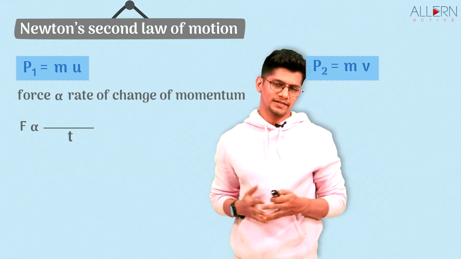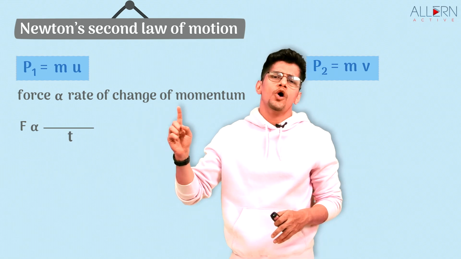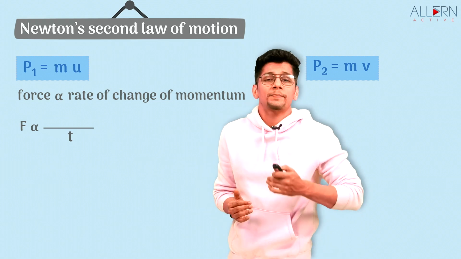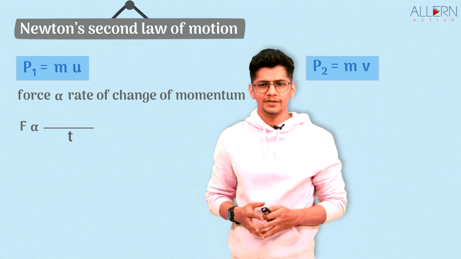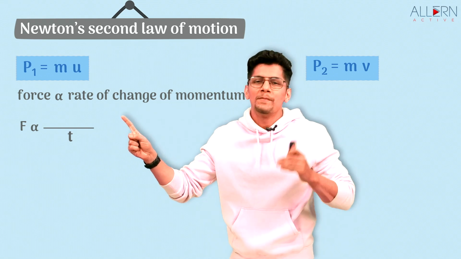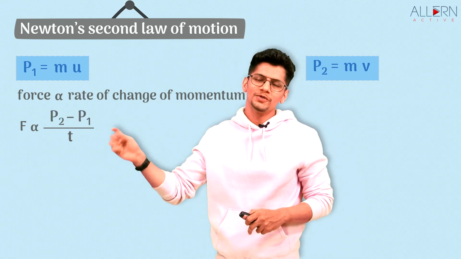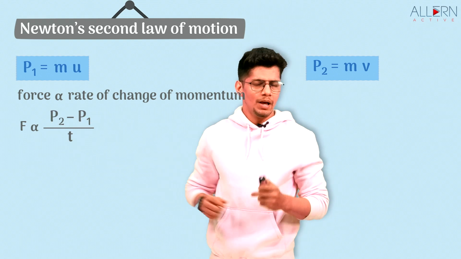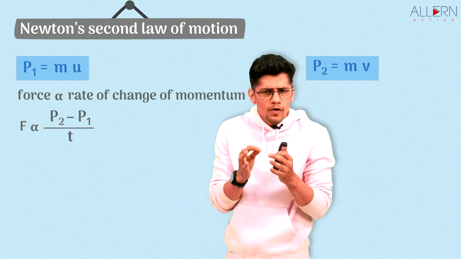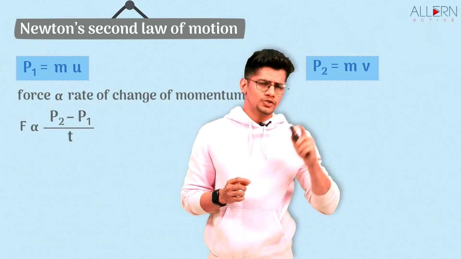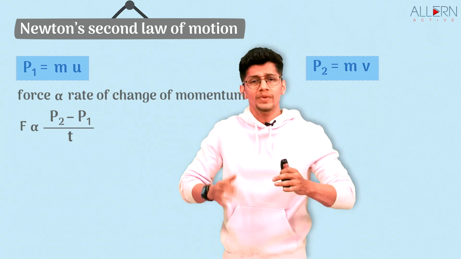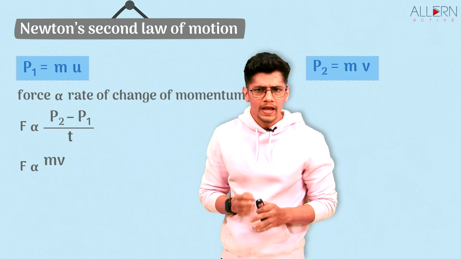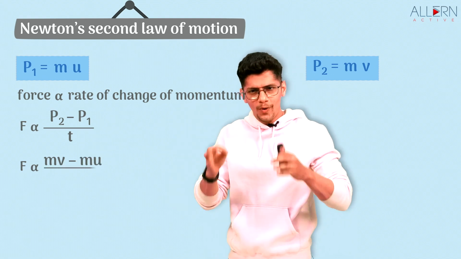Now what would come in the numerator? In the numerator we know we have change of momentum. So how do we find change? Change is always found by subtracting the final value and the initial value. That means final momentum minus initial momentum. So P2 minus P1, because P2 is the final momentum and P1 is the initial momentum. Now we know for a fact that P2 is m into v and P1 is m into u. So we'll substitute the values. So F is proportional to P2 is m into v minus P1 is m into u upon t.